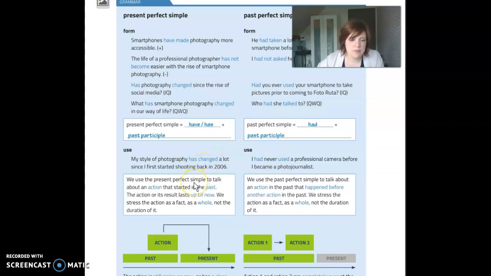We use the present perfect simple tense to talk about an action in the past that started, so the action itself started in the past, but the action either lasts up until now or it has a clear result in the present. So there is always a link with the present. Either the action has just ended or it is still going on, or there is a result of a past action in the present.